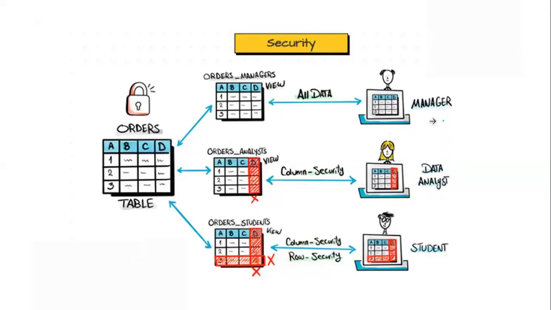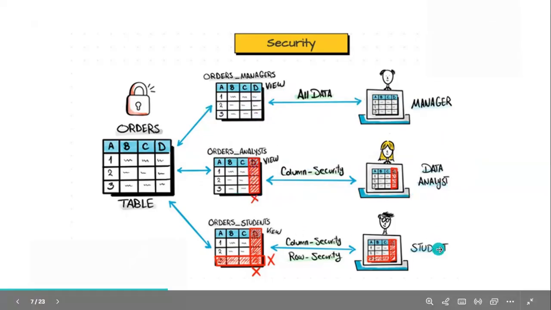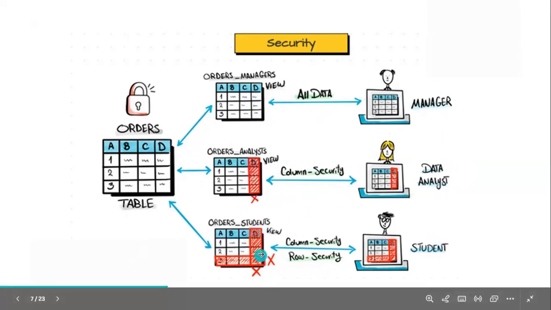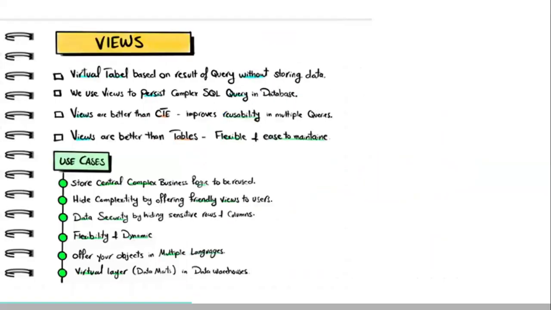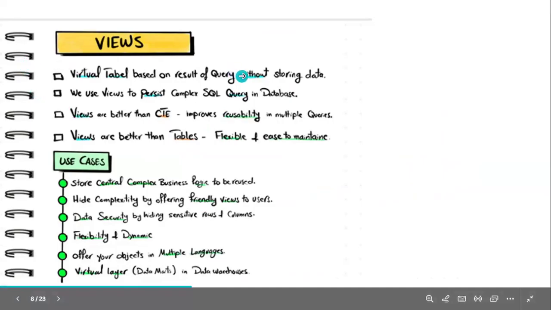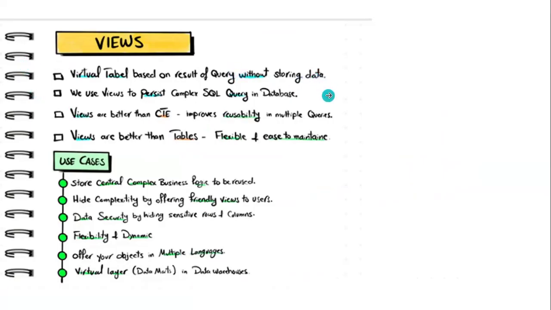Next, security. I can create multiple views and, based on their roles, provide access. If there is a manager, I will share all the data. If there is a data analyst, I will show only a few columns. If there is a student, along with the sensitive columns, I will hide a few rows as well. So I can increase the security by using these views. A view is a virtual table based on the result of a query without storing the data.